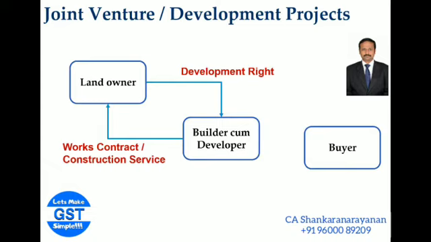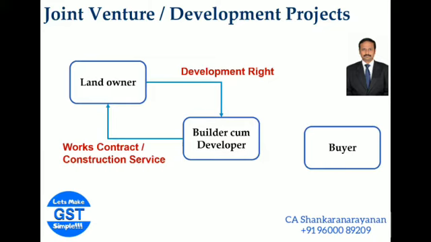The builder is not paying him money. Builder is instead saying, sir, I will construct apartments and give them to you, sir. You give me the land, I will construct 10 apartments. In these 10 apartments, 4 belong to you, landowner, 6 belong to me. How will the builder be able to do that? That is what he is doing.